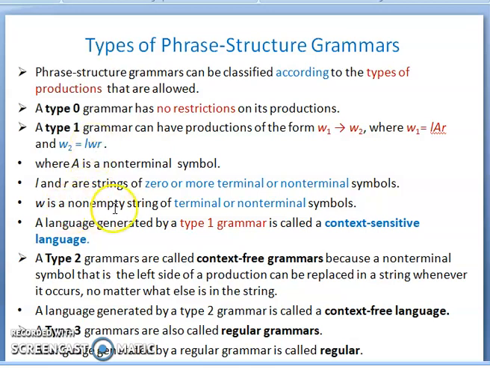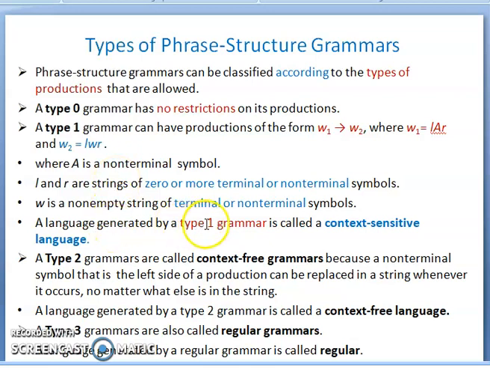And W is a non-empty string, that is, not empty: a non-empty string of terminal or non-terminal symbols. Here all these are terminal or non-terminal symbols, where l and r are 0 or more terminal or non-terminal symbols. Terminal means end. Non-terminal means you can substitute again, right?